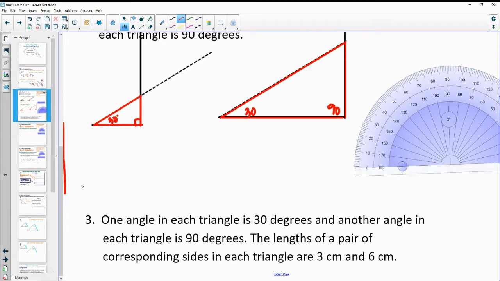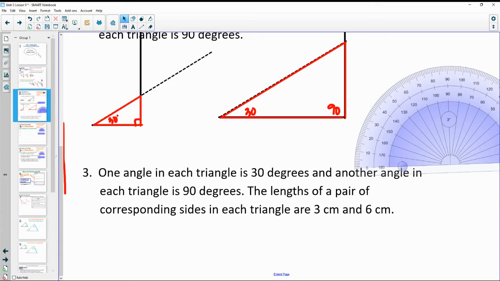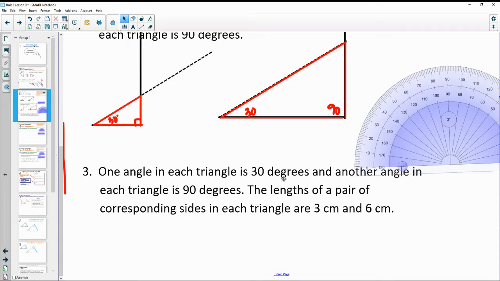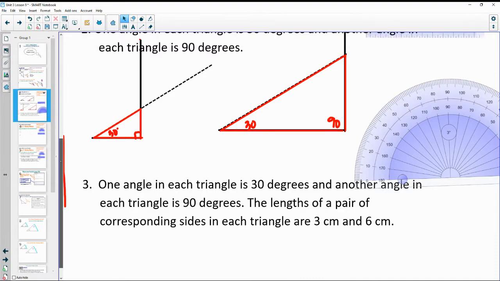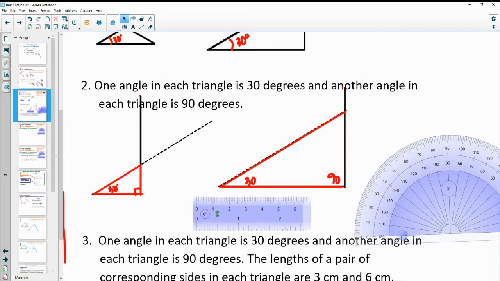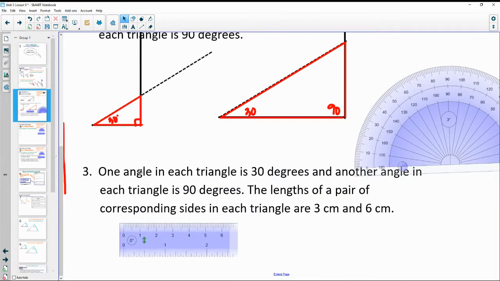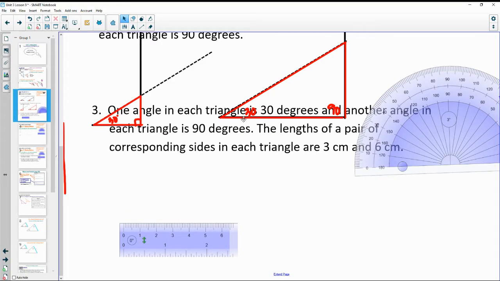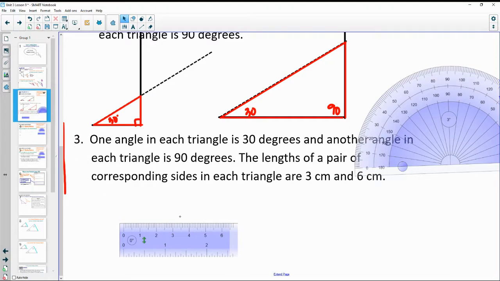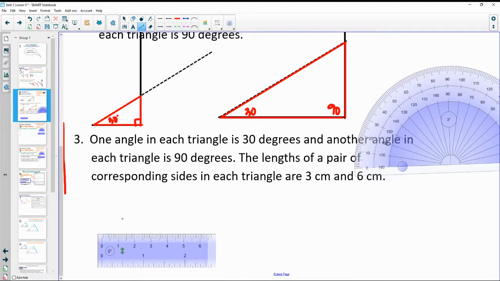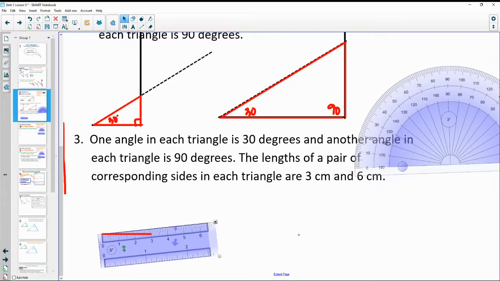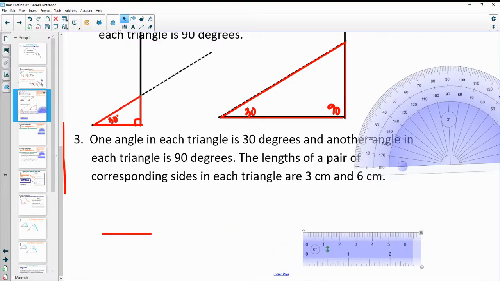And then down here, this last one says one angle in each triangle is 30 and another is 90. And the length of the pair of corresponding sides is 3 centimeters and 6 centimeters. Now I actually need to measure the side lengths. So then I'm going to lay this down. And so now I'm going to start out by getting these two sides measured at 3 and 6. So here's 3, and then I'll get 6.